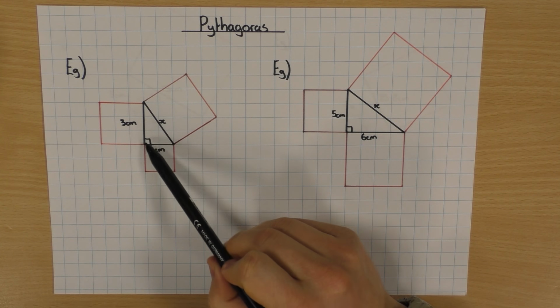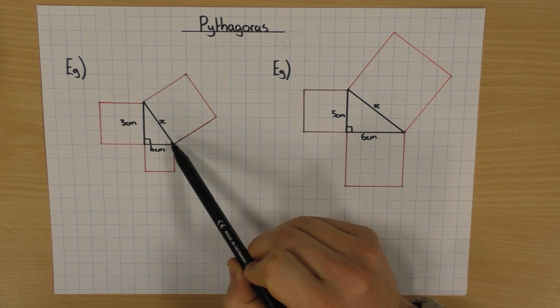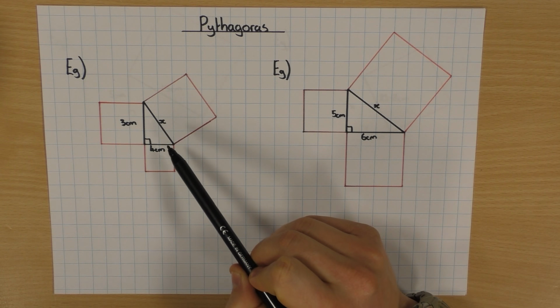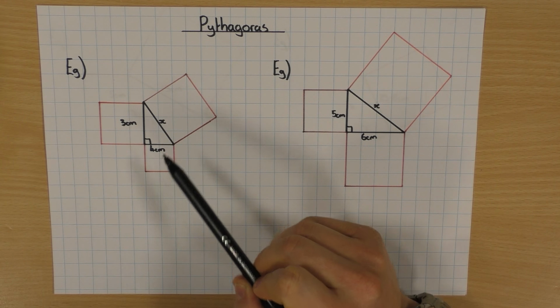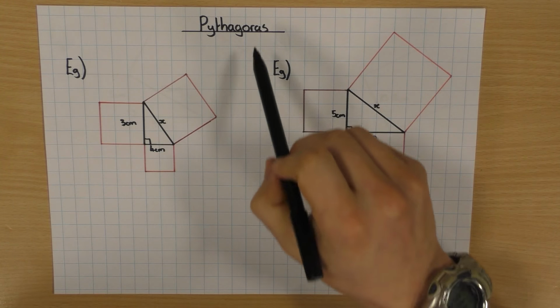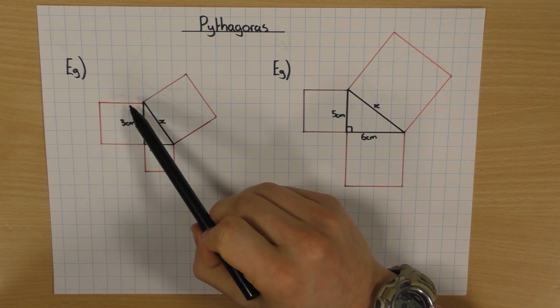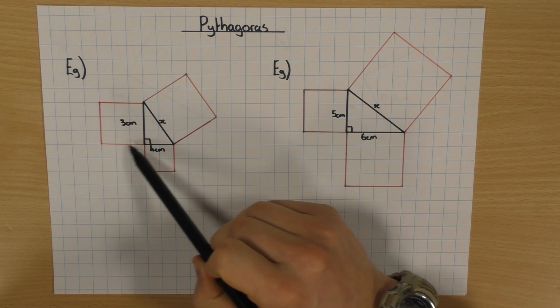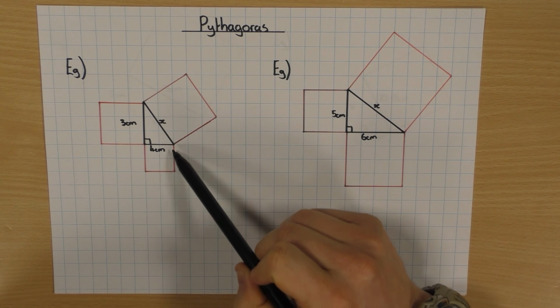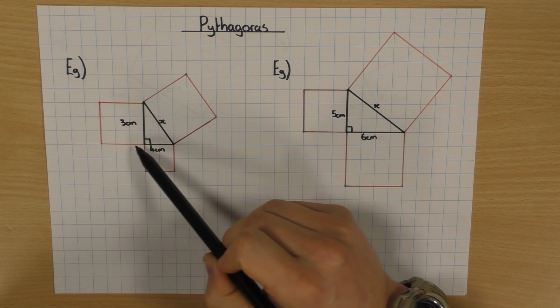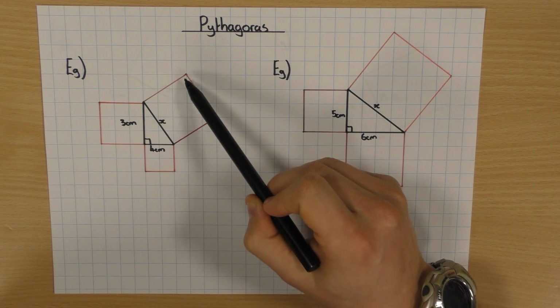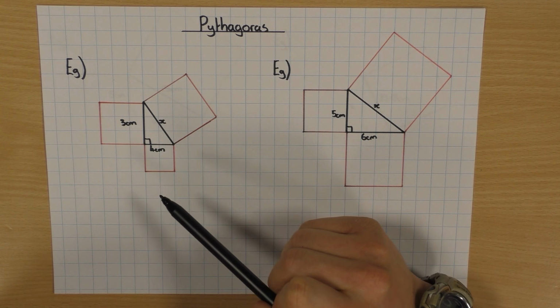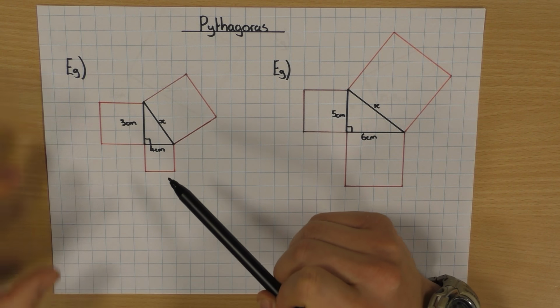So in this triangle here, I want to find this length. I'm going to show you two different ways you can do this. What the Pythagoras theorem actually says is that if I add the area of this square and this square, so basically the area of the two smaller squares, I get the area of the bigger square. So that's what I'm going to work out.